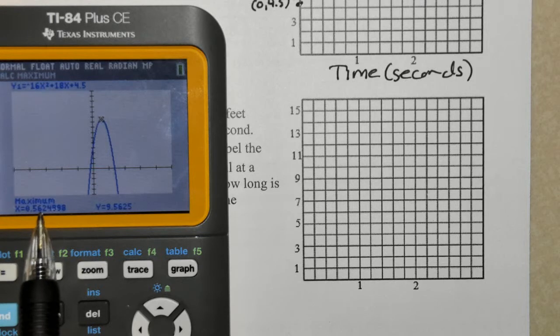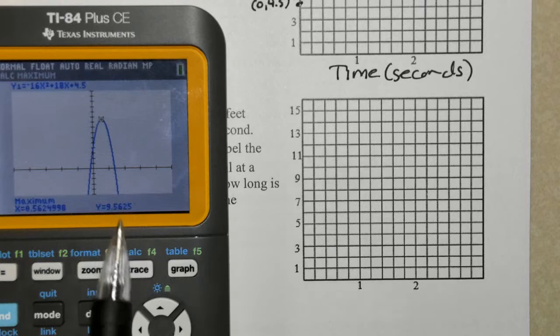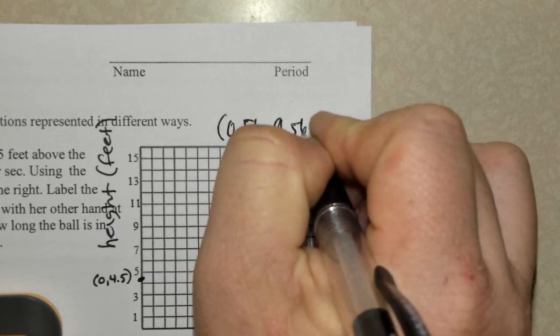That means that you go two places past the decimal, and you decide whether to keep this number or to round up based on the next number. Since 2 is not a number that's 5 or above, this will be 0.56, comma, 9.56. Okay, I want to get that. So I'm going to come up here. Please write that down. 0.56 and 9.56.